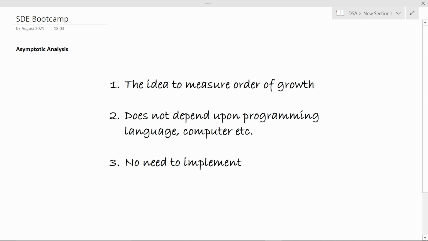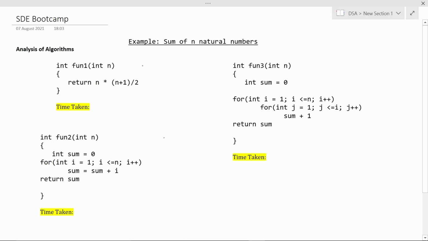In the previous video, we wrote 3 different approaches for the sum of natural numbers problem. We can just write the ideas of the approaches and analyze which is most efficient using asymptotic analysis. We don't need to implement the code itself. So let us understand asymptotic analysis using these solutions that we wrote earlier.